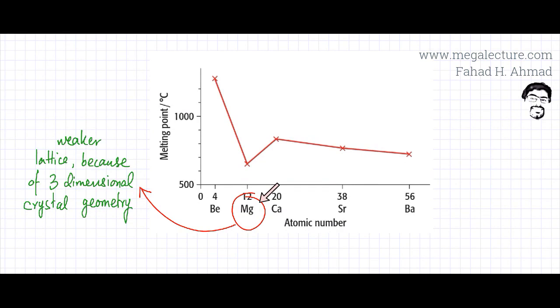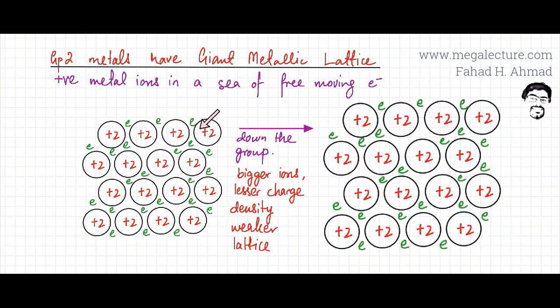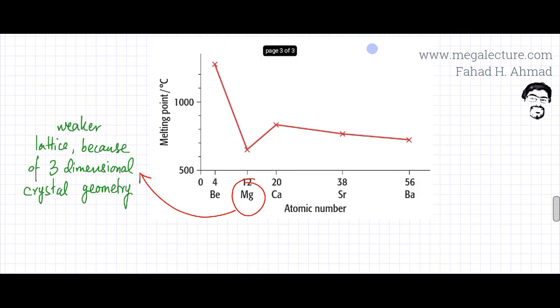The reason why Mg has a lower melting and boiling point is that the metallic bonds are not just an attraction between positive ions and delocalized electrons, but also depend on the three-dimensional crystal geometry, the arrangement of how the ions are arranged to each other in three-dimensional space. By arrangement, what I mean is how the ions are stacked together against each other. So for Mg, the arrangement is different compared to the others, and that arrangement leads to a weaker metallic lattice, which is why Mg has a lower melting and boiling point.